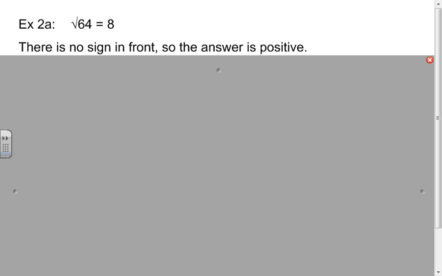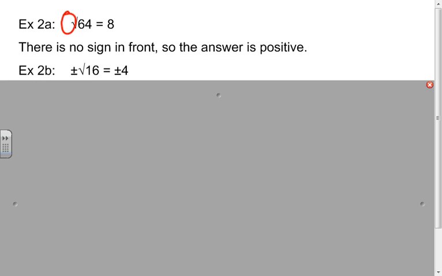Here is just one of the ones that we already know. The square root of 64 is 8 because 64 is 8 times 8 and we just need one of those. There's no sign in front of the square root symbol. There's no sign right here. So that means it wants the positive answer. Okay? In example 2b, it has the plus and minus sign in the problem. Plus and minus, the square root of 16. Well, the square root of 16 is 4. Since there's the plus and minus sign in the problem, there also has to be the plus and minus sign in the answer.